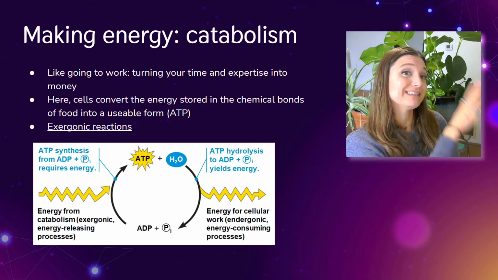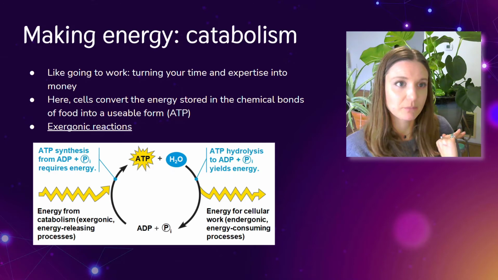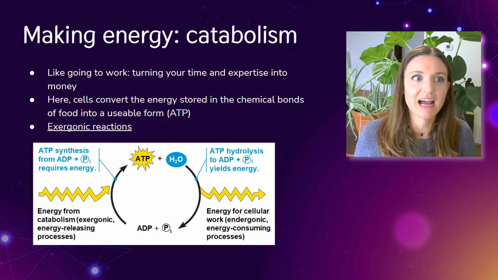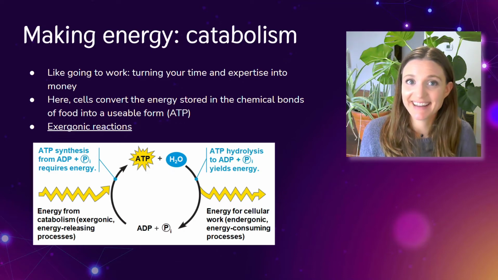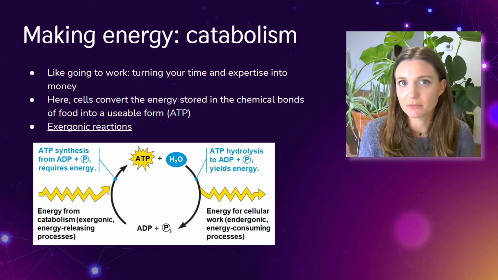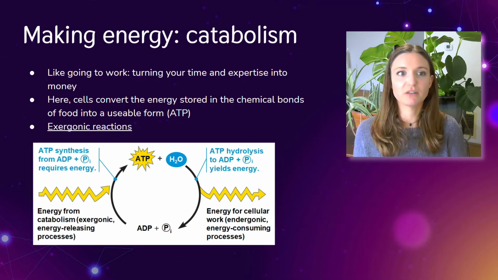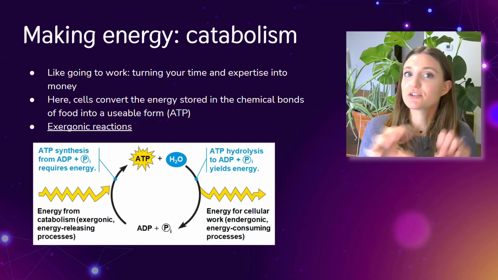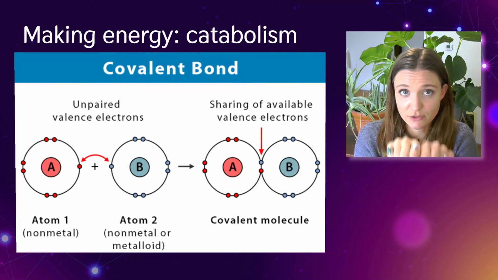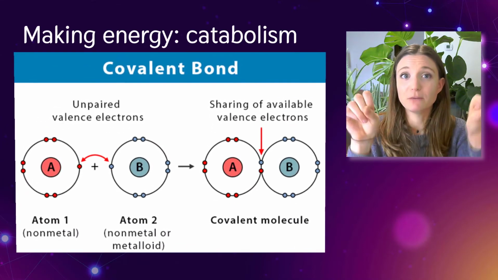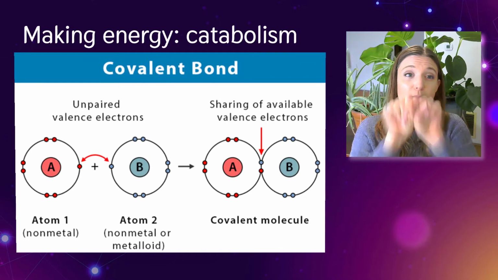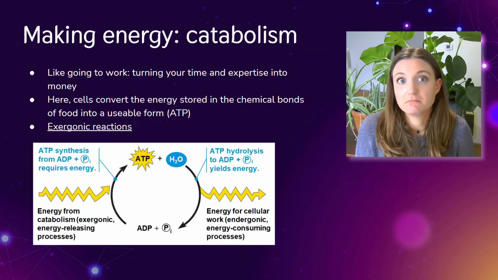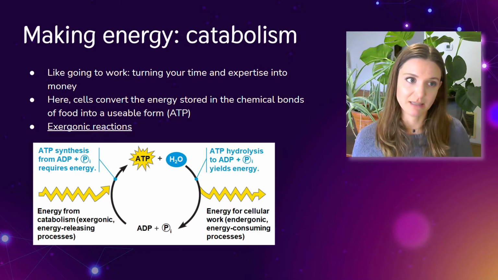We'll focus specifically on glucose catabolism later in cellular respiration, but I like to think of catabolism like going to work, turning your time and expertise into money, right? Cells are able to turn the energy stored in chemical bonds into ATP, a usable form, right? So we're converting the energy stored in the chemical bonds, especially covalent bonds when electrons are shared. That'll be important later. We turn the energy of covalent bonds, the energy of those electrons being shared, when we break that bond, that creates energy that the cell can use to make ATP.